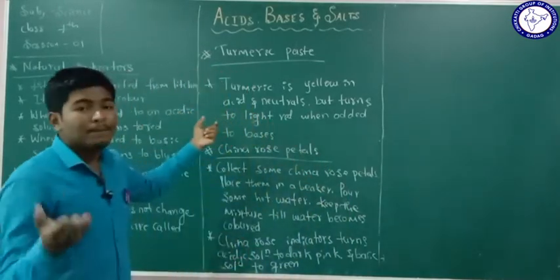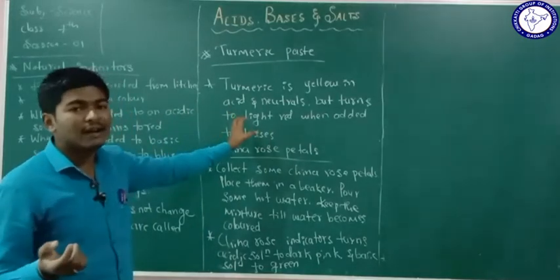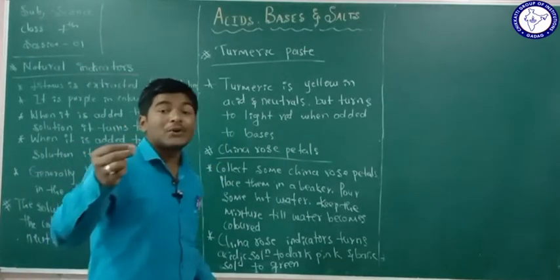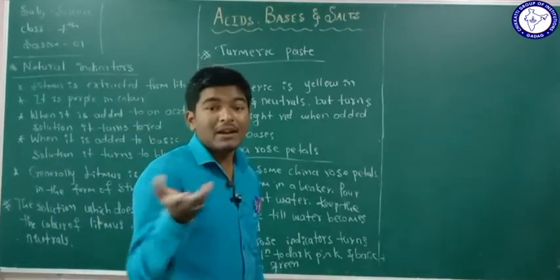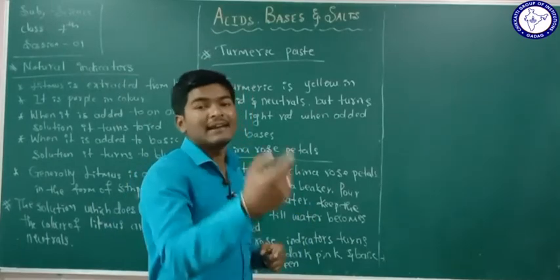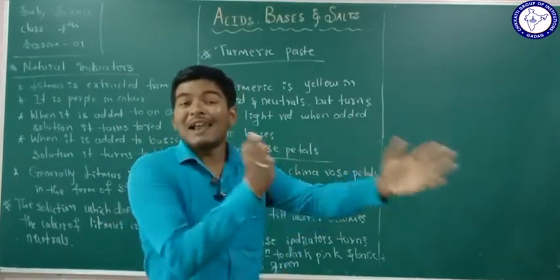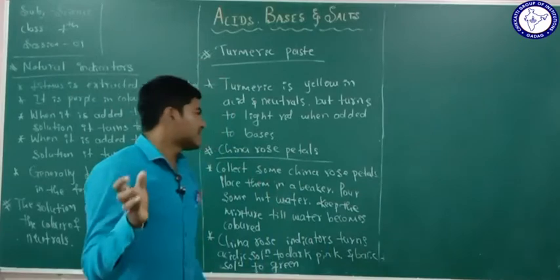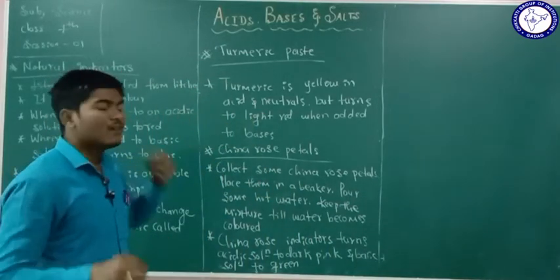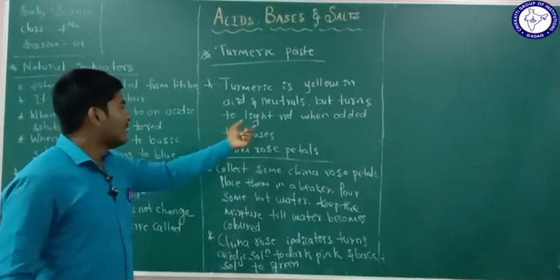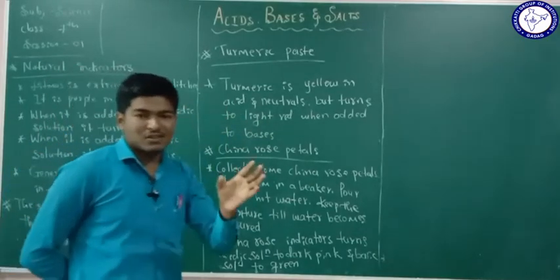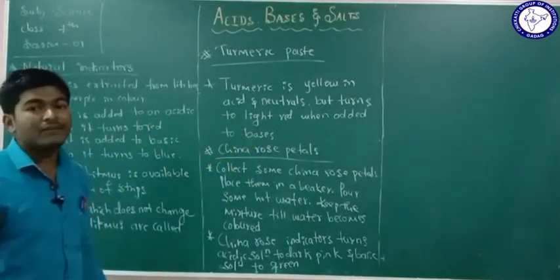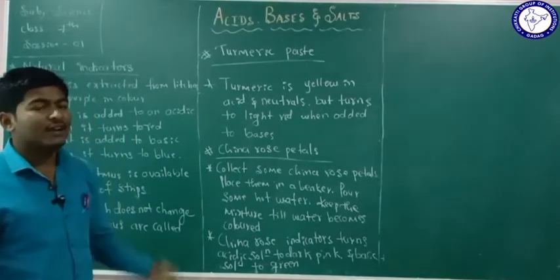The color of that filter paper or blotting paper is yellow, but it turns light red when added to a base. So if you put that turmeric paper into a base, it turns light red. If the turmeric paper changes to light red, then the given solution is basic in nature. So the base converts the turmeric paper into light red, and that solution is called a base. Based on these characteristics, we confirm whether a given solution is an acid or a base.